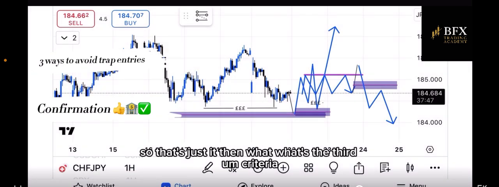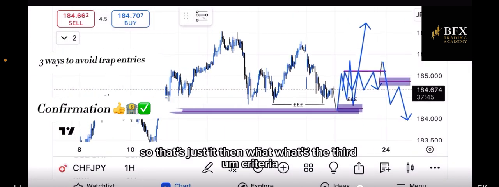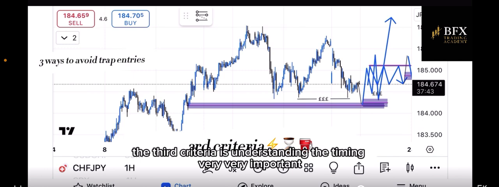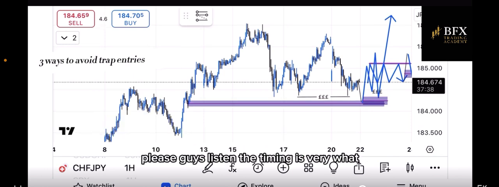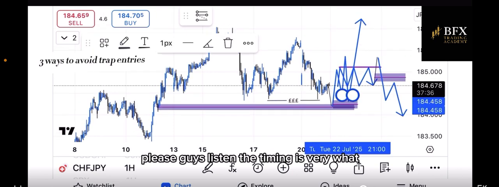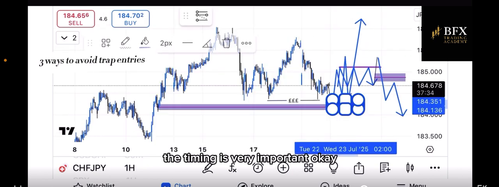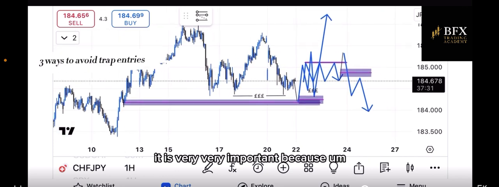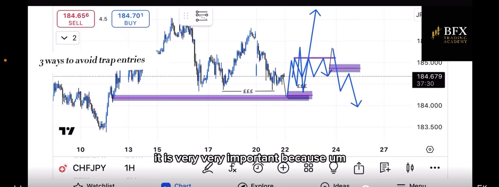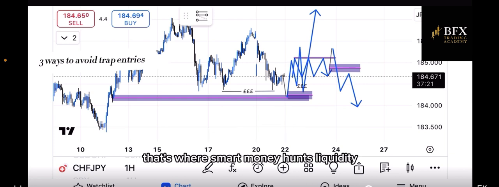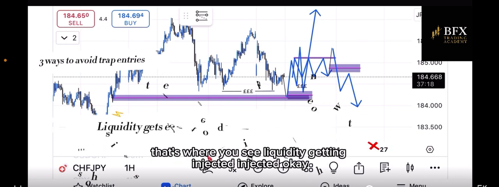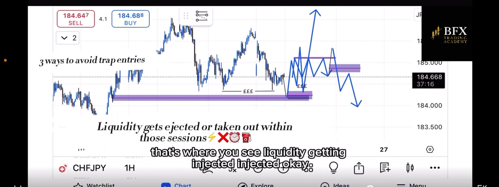Then what's the third criteria? The third criteria is understanding the timing. Very, very important. Please guys, listen. The timing is very important, because most traps happen right before New York or London sessions open. That's when smart money hunts liquidity. That's where you see liquidity getting ejected.